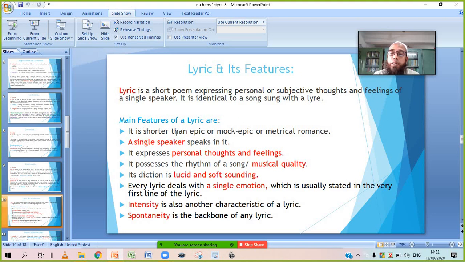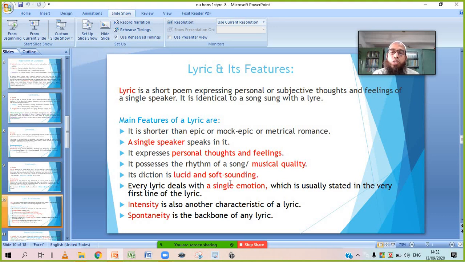The main features of a lyric are: it is shorter than an epic or mock epic or metrical romance. A single speaker speaks in it. So a single speaker is important in this poem. It's a short poem. It expresses personal thoughts and feelings, personal, not impersonal. It possesses the rhythm of a song, a musical quality. So musical quality is a must.